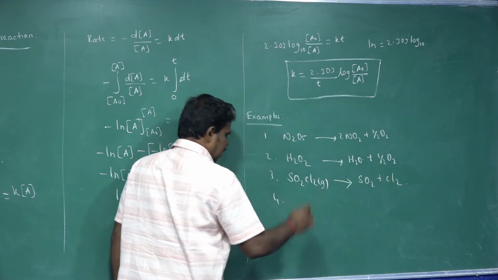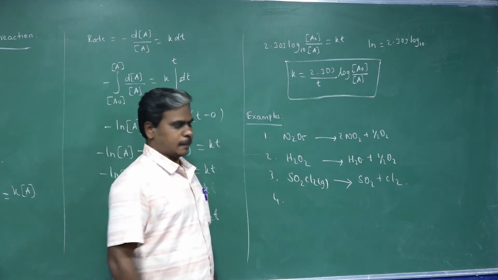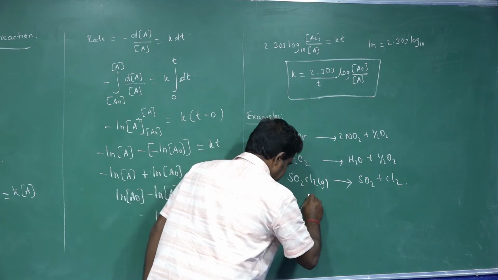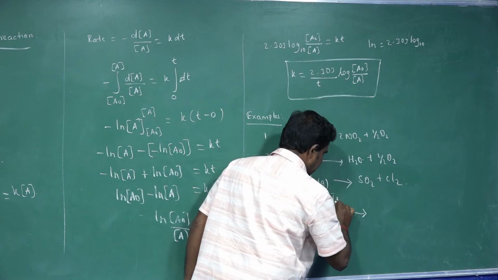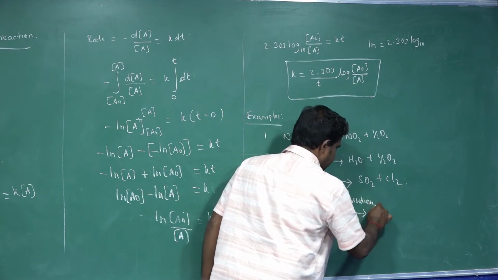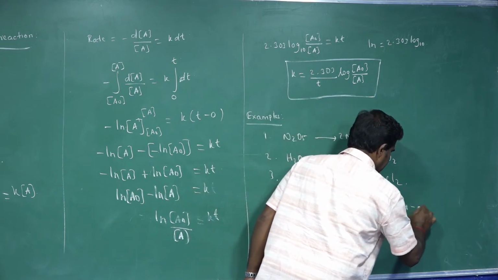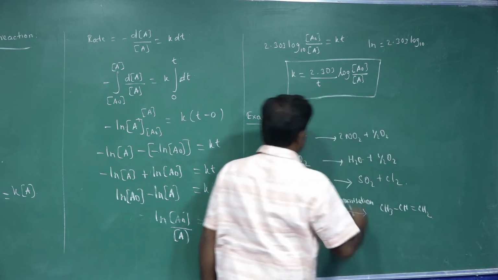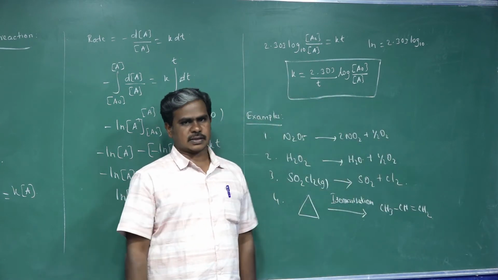And the fourth one is the isomerization of cyclopropane. On isomerization, cyclopropane gives propene, CH3–CH=CH2. And these reactions follow first order kinetics.